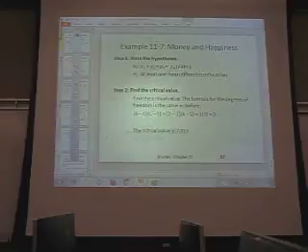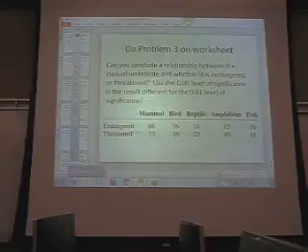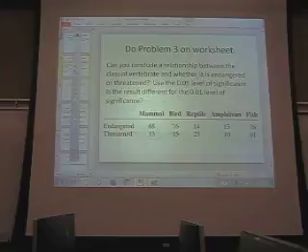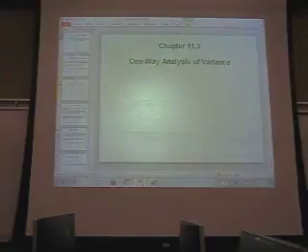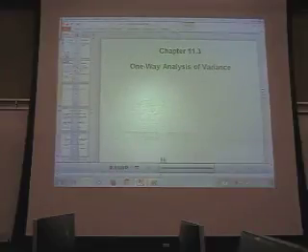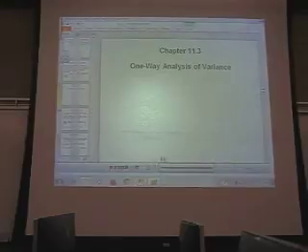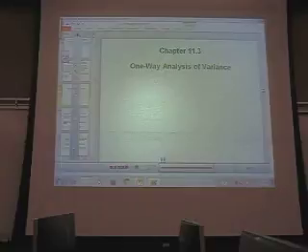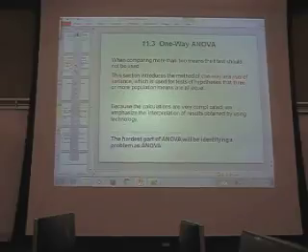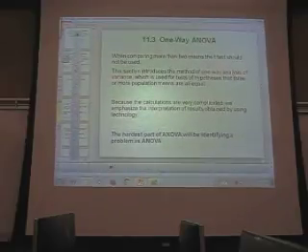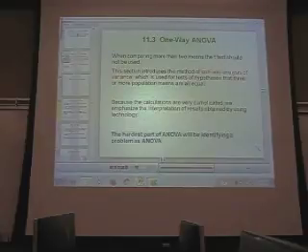The next one we are going to do later, problem 3. Instead, we're going to grab our 11.3 one-way ANOVA. And Shashank, go ahead and read for me. 11.3.